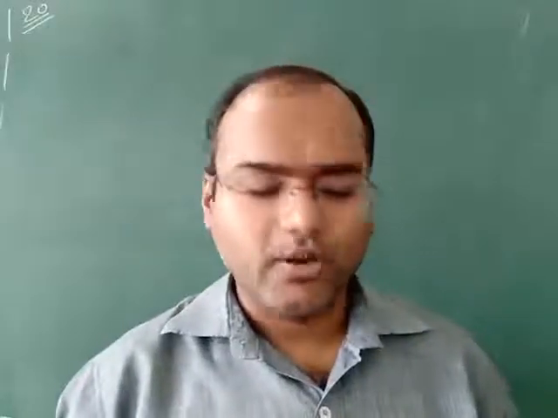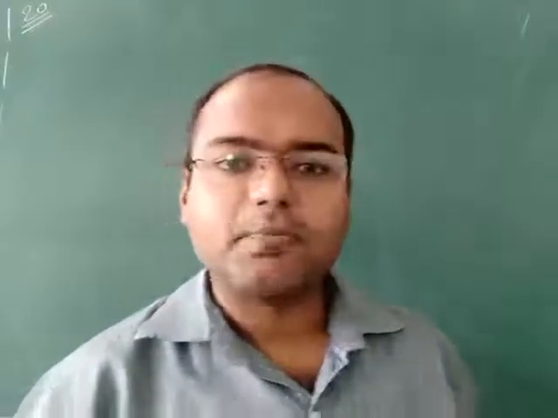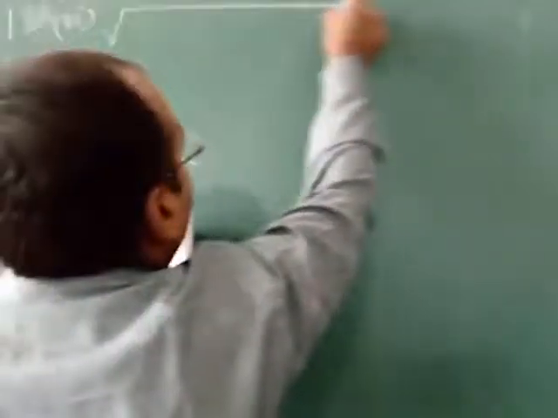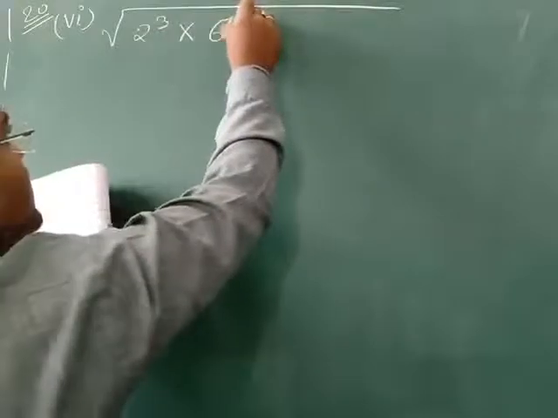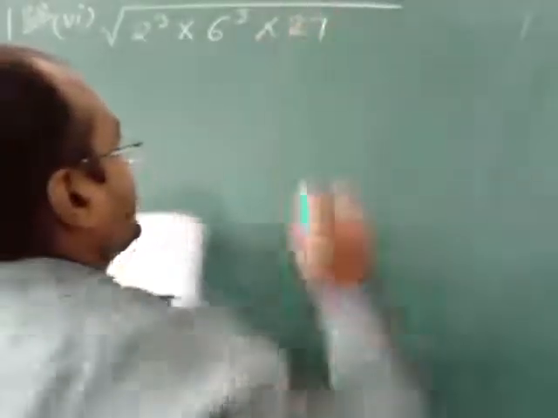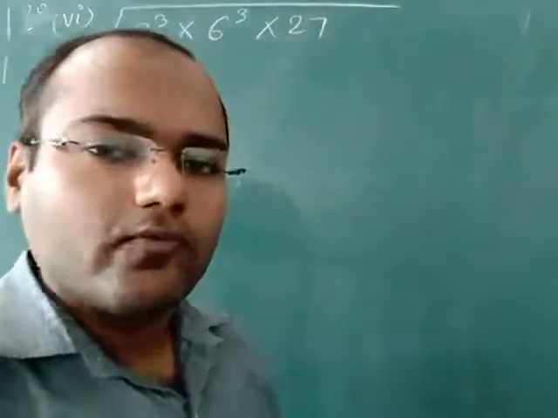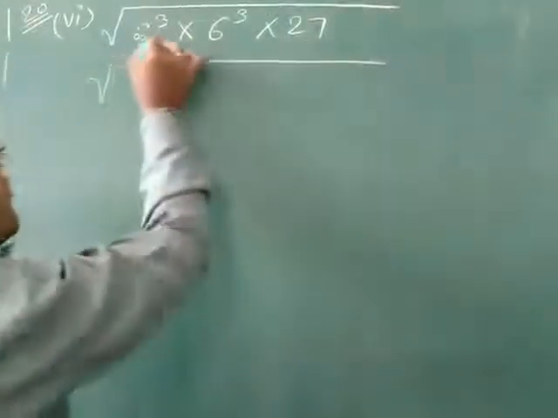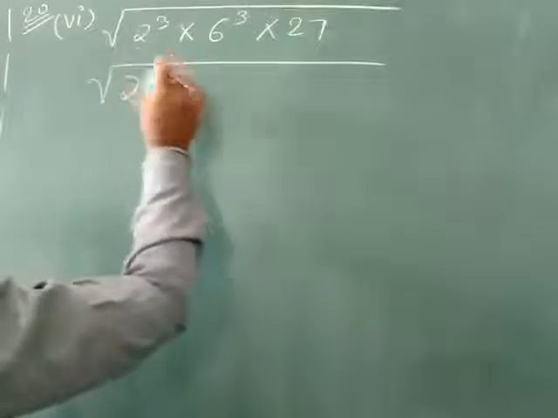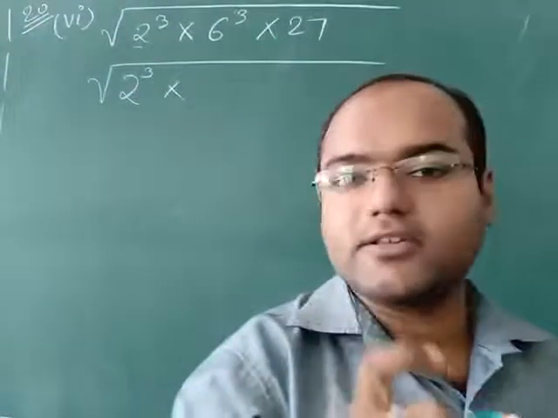Now come to question number 20, sixth part. You have to find the value of the square root of 2 power 3, 6 power 3 into 27. So here what you have to do first of all: 2 power 3 we will write as it is. Now 6 power 3 is written.